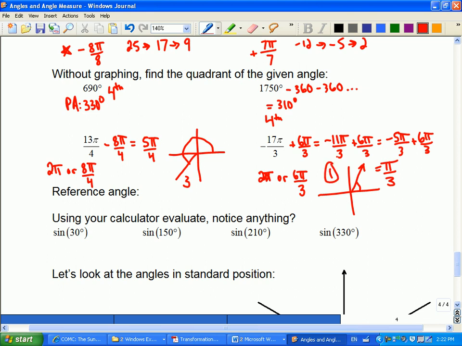So finally, we have a reference angle. This is the last thing we need to learn about today, and that's all the terminology and things that fall onto standard positions. The reference angle is the angle between the terminal arm and the x-axis.